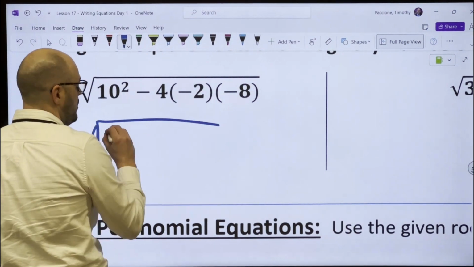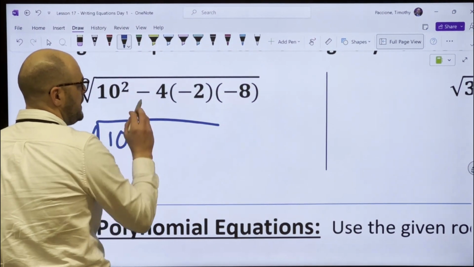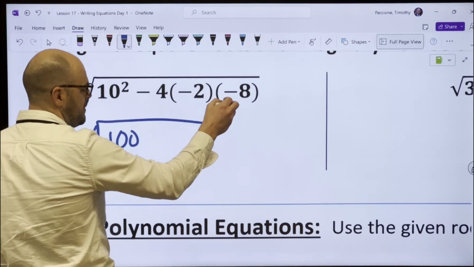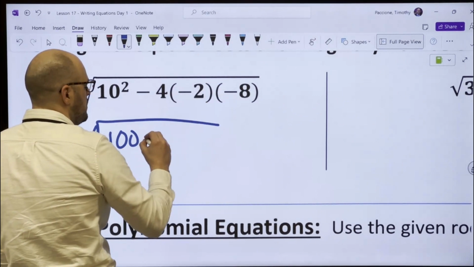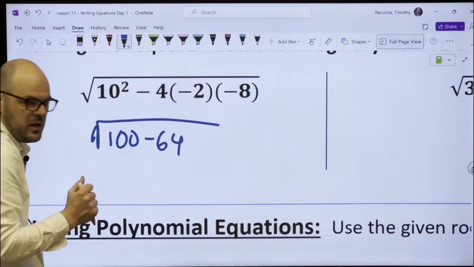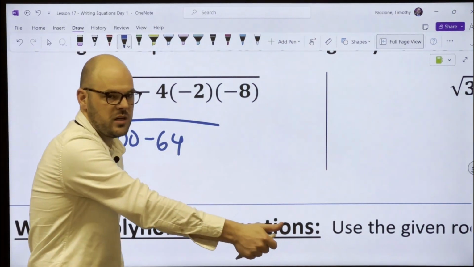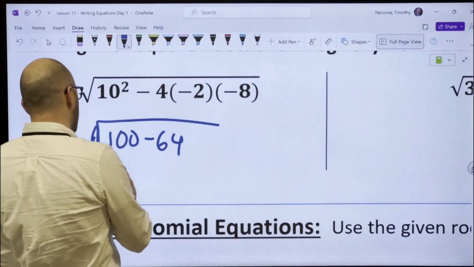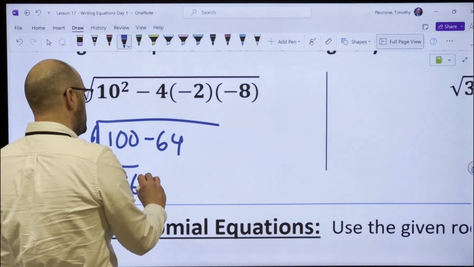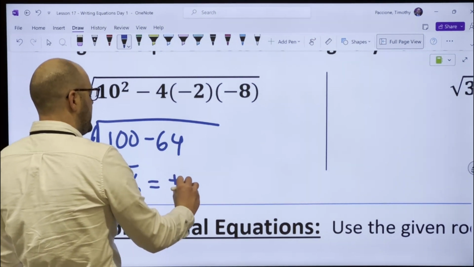This would become 100, and then it would be minus 4 times minus 2 times minus 8. 64 minus minus 64, right? Just do those one at a time. This times this times this. Don't try to do it all at once. And that's square root of 36, which is plus or minus 6.